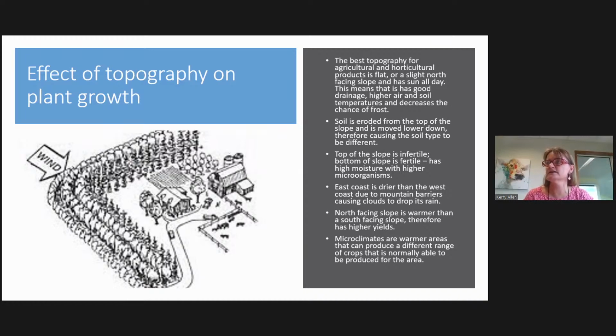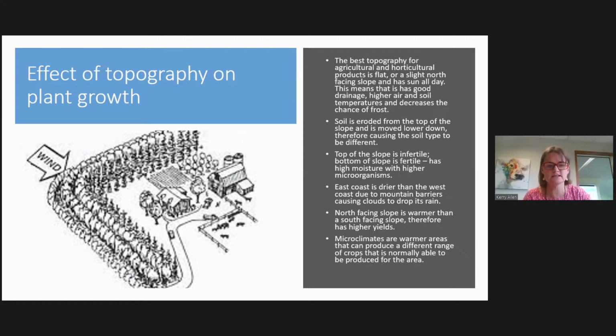So this is a slight sloping land to the north. Facing the north will have higher light, so therefore it increases plant growth. It usually is warmer, it usually has good drainage, and it decreases the chance of frost. So this is an optimum place for growing crops.